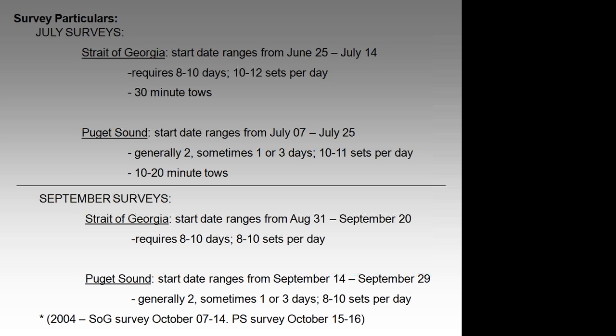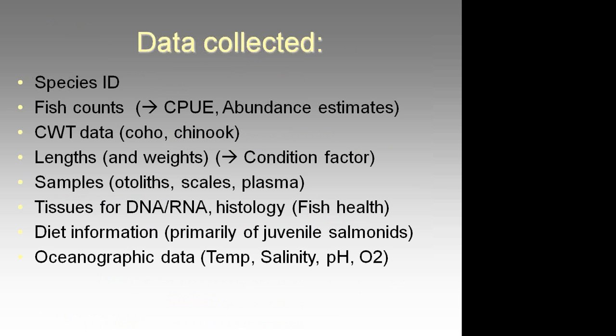Just a real brief outline of the survey particulars. The summer survey is the end of June into early mid-July, 8 to 10 days, with 30-minute tows. Puget Sound is generally right after that, a much shorter time period. Dave and I have been talking this week about perhaps extending that out a few more days. And much shorter tows, because the density of the juvenile salmon down here is far greater. And then the same sort of thing in September.